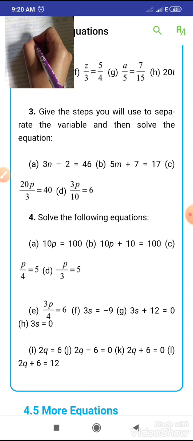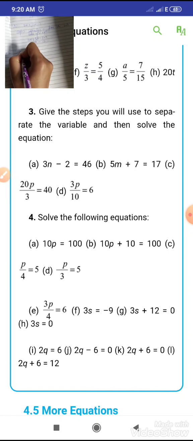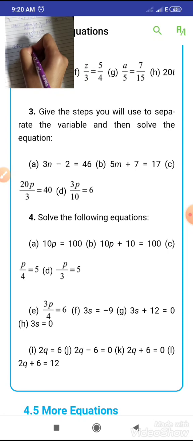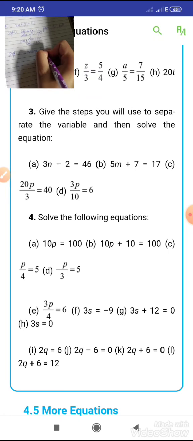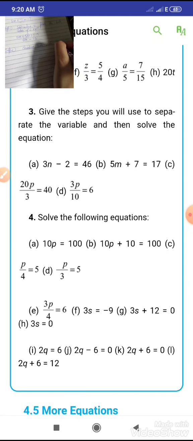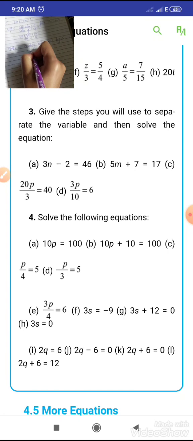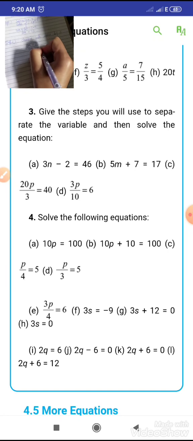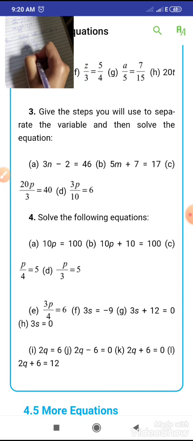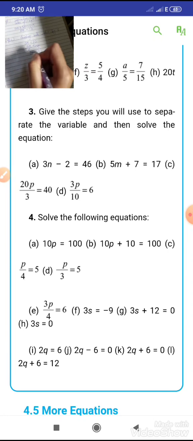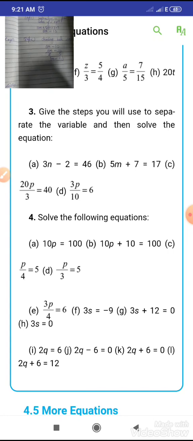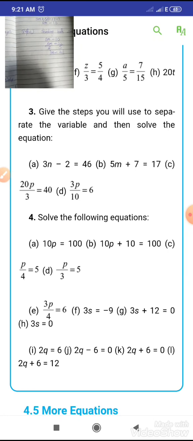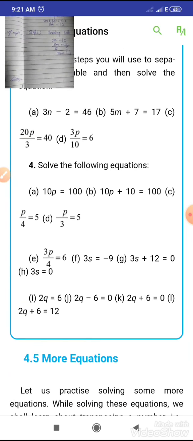Now we have to separate m from 5. For this we write a second step, and the second step is dividing both sides by 5. After dividing both sides by 5, we have 5m divided by 5 and 10 divided by 5. And the solution of this equation is m is equal to 2. In this way, you can solve the remaining part of the third question by yourself. Now move to our fourth question.